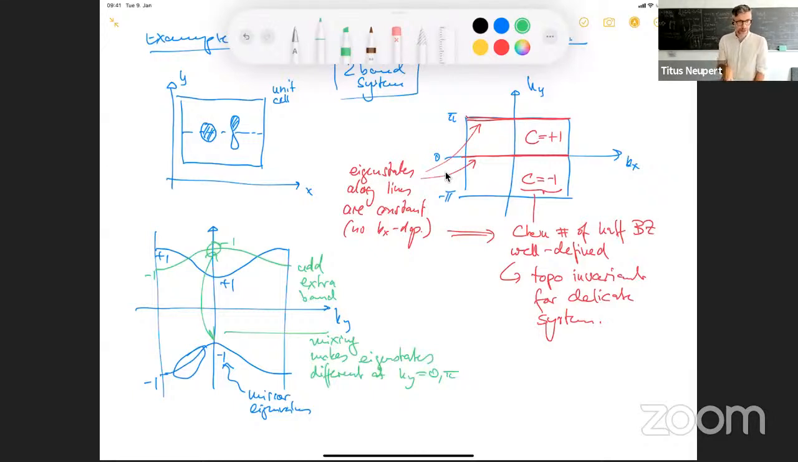This is just one example of such a delicate topological system. In this reference that I gave, we actually looked at the three-dimensional system, the Hopf insulator. You can also look at one-dimensional systems. The principle is always the same, or not always, but oftentimes the same: there are some symmetry constraints which make the eigenstates of the occupied bands constant in a subset of the Brillouin zone. And you can use that to define topological invariants that are otherwise not defined.